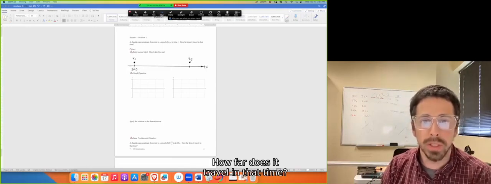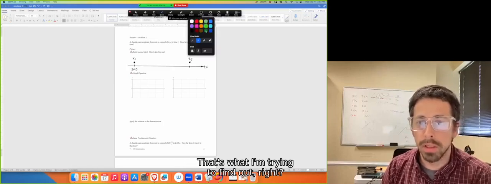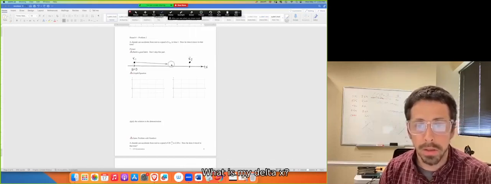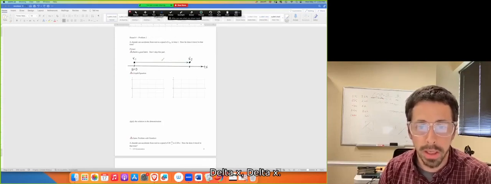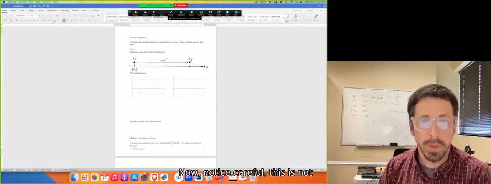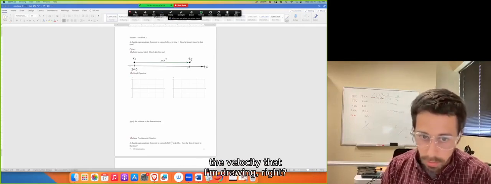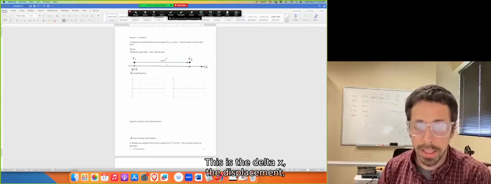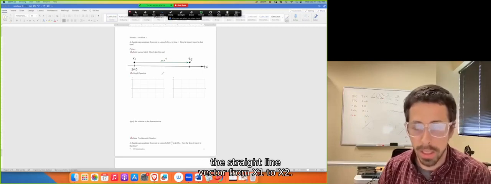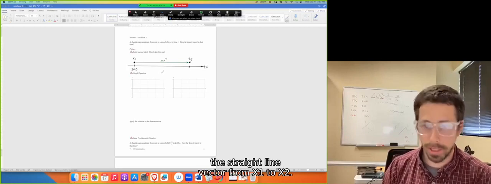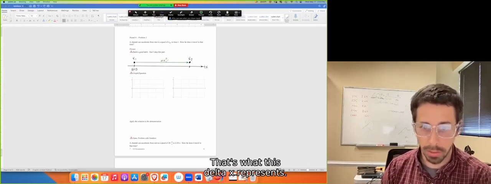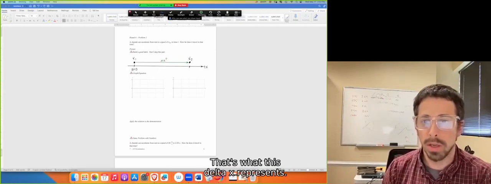How far does it travel in that time? That's what I'm trying to find out, right? What is my delta x? That's what I want to know. Now, careful, this is not the velocity that I'm drawing. This is the delta x, the displacement, the straight line vector from x1 to x2. That's what this delta x represents.